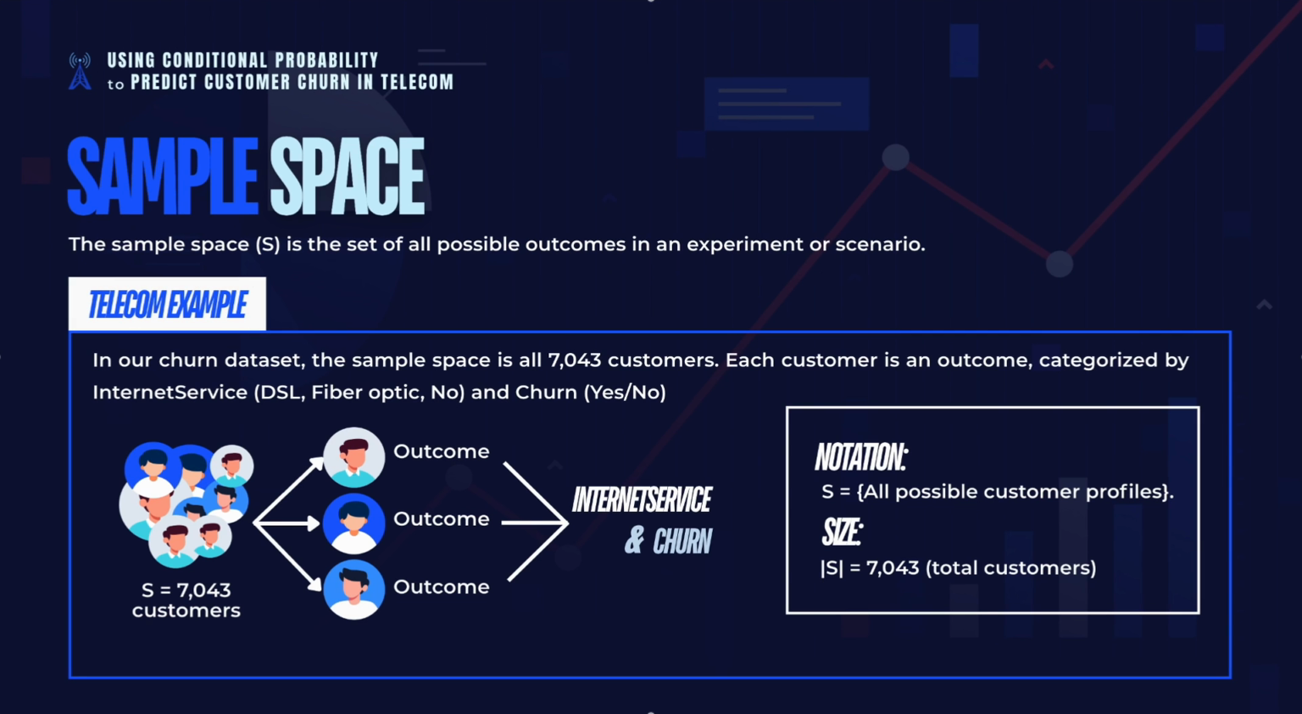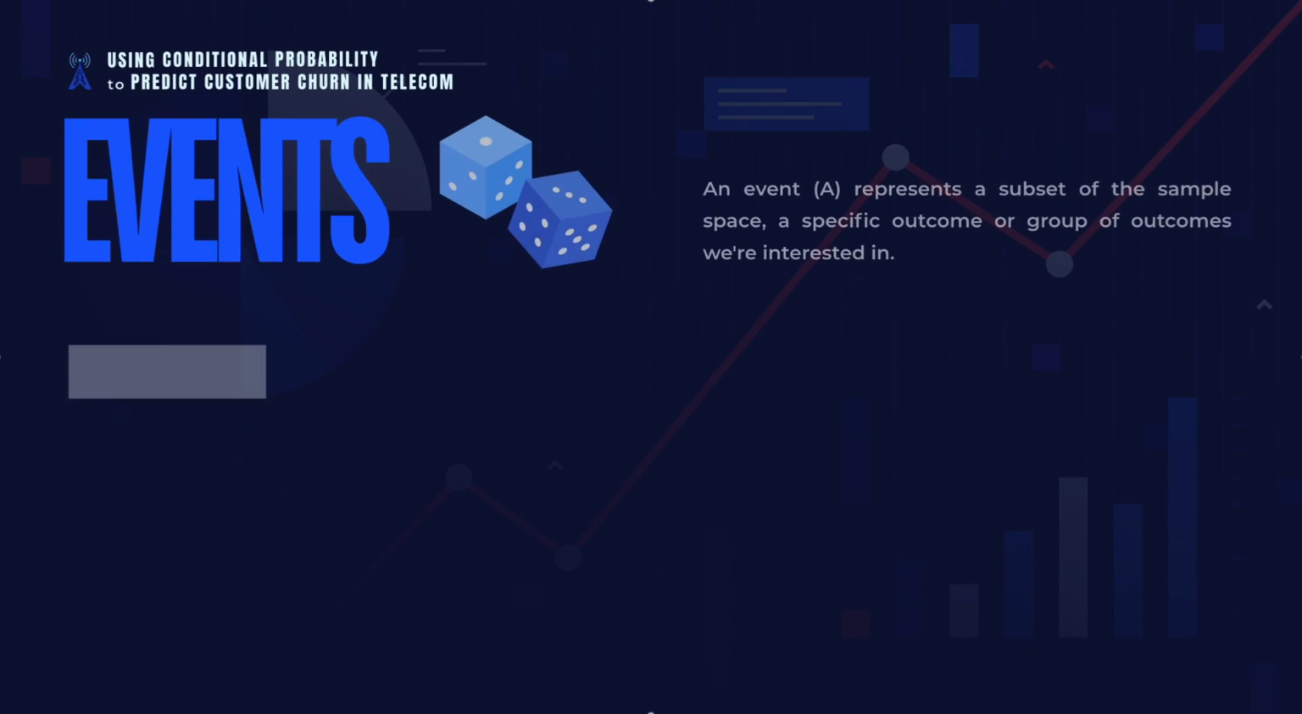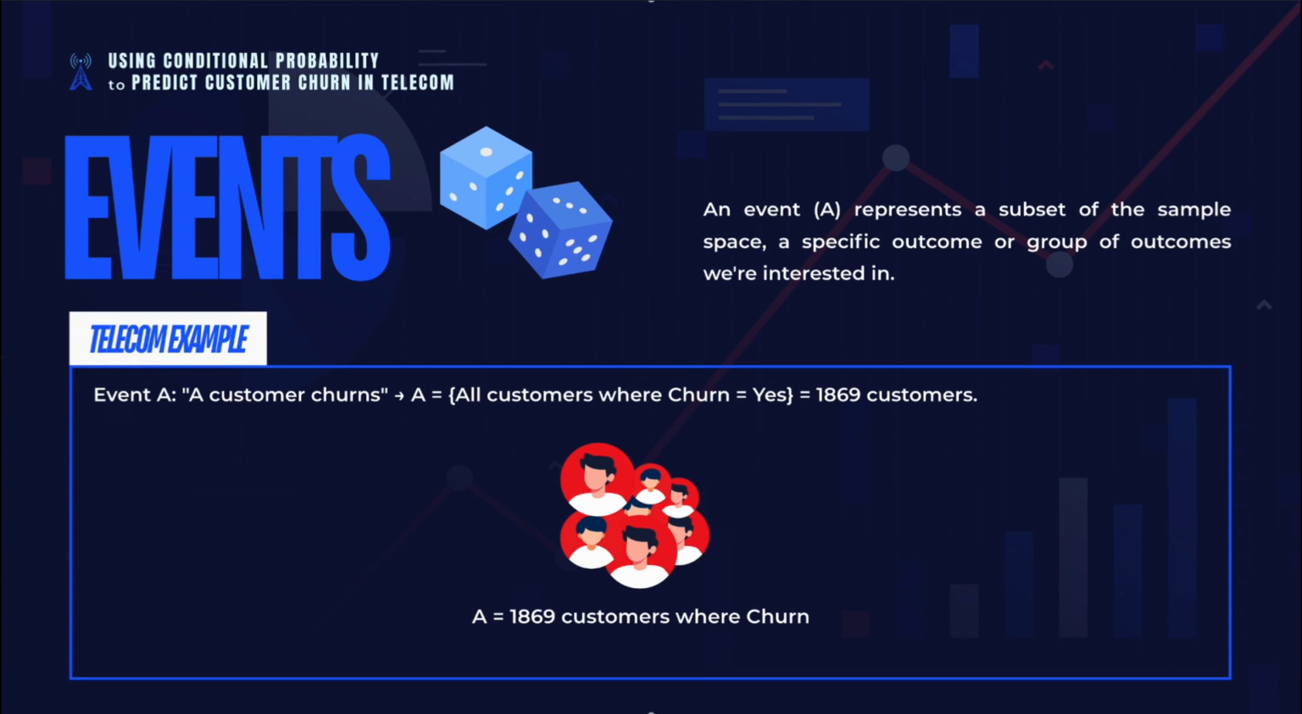Yeah, and the event. An event A represents a subset of the sample space, a specific outcome or group of outcomes we're interested in. So I define the event A as a customer who churns. So A is equal to all customers where churn equals yes, which is 1,869 customers.